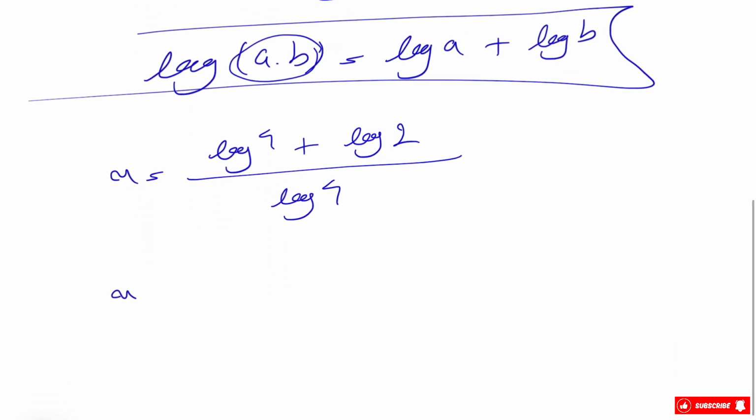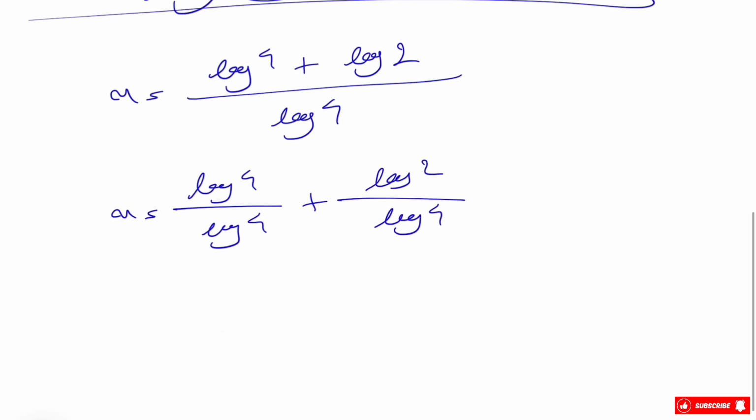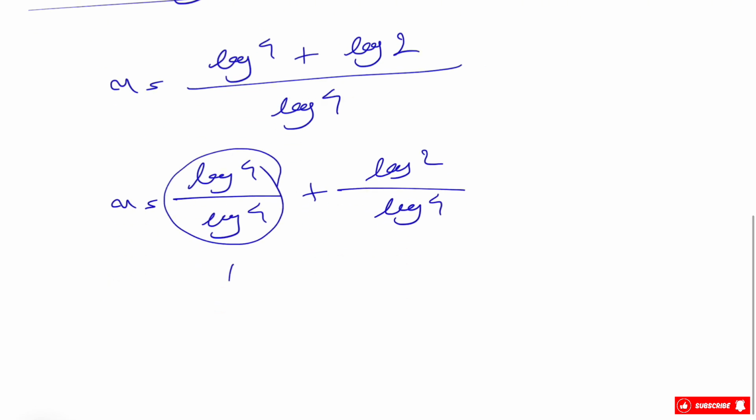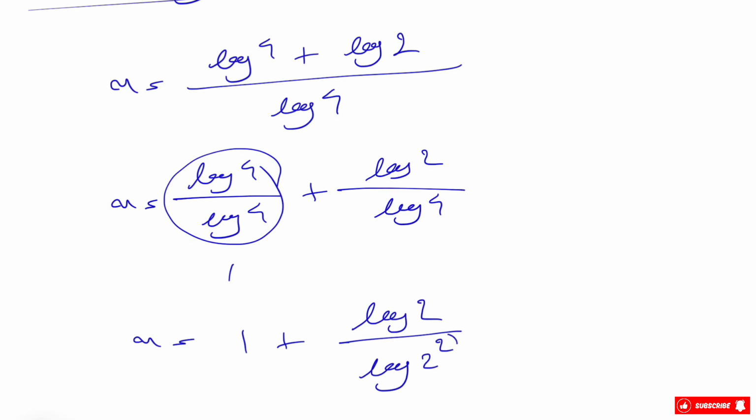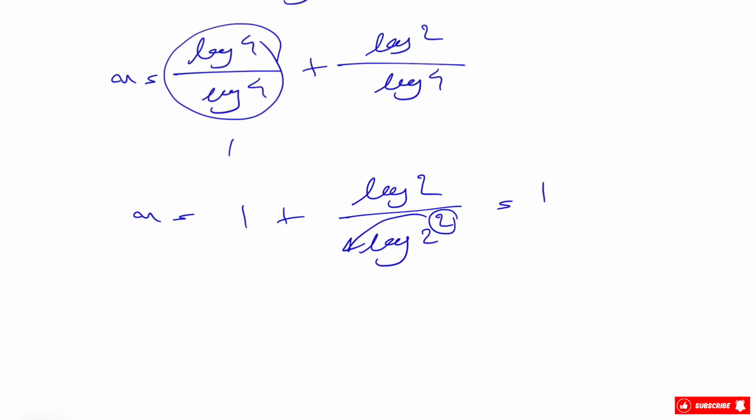And this would mean that log of 4 divided by log of 4 plus log of 2 divided by log of 4. So this will be 1. So our x will be 1 plus log of 2 divided by log of 4, which we know 4 is 2 to the power of 2. And we can take this in the back. And what we get will be 1 plus log of 2 divided by 2 log of 2.